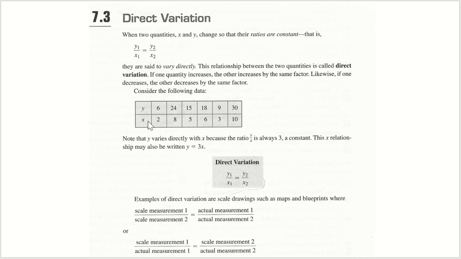Consider this data in this table. You'll see that y is always 3 times x. So the ratio of y over x is always 3, and that is called a constant. The relationship may also be written as y is equal to 3x. An example of direct variation is a scale drawing such as a map or blueprint.